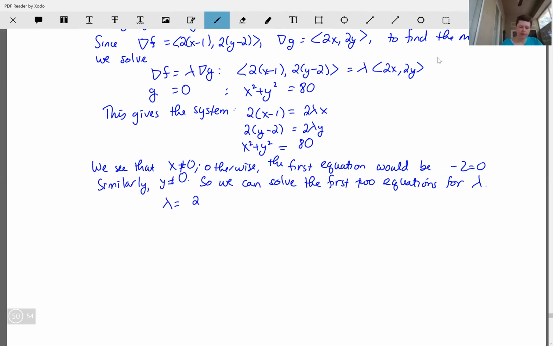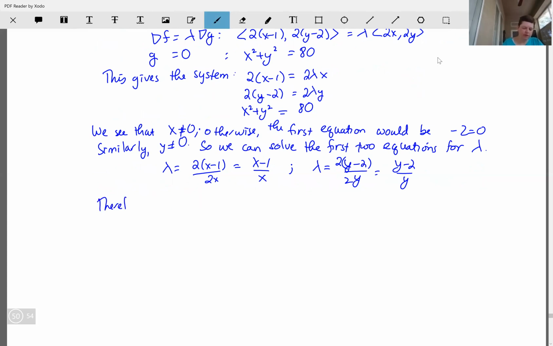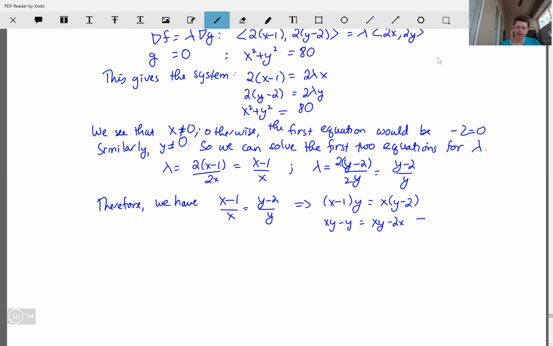We're going to get lambda is 2 times x minus 1 over 2x, which is just x minus 1 over x. And lambda is equal to 2 times y minus 2 over 2y, which is y minus 2 over y. Therefore, what we have is x minus 1 over x equals y minus 2 over y, cross multiply. x minus 1 times y equals x times y minus 2. Do some algebra, we get xy minus y equals xy minus 2x. So we get that y is equal to 2x.